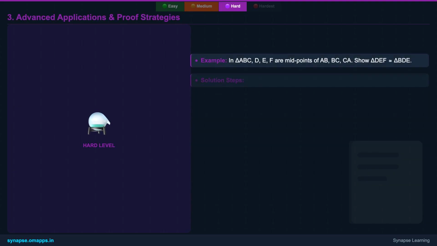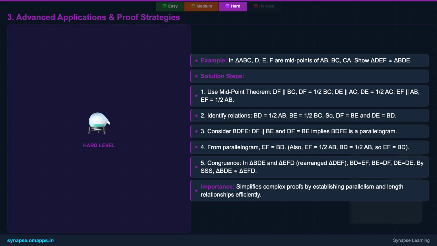Let's tackle a more complex example. In triangle ABC, D, E, F are midpoints of sides AB, BC, CA respectively. Can you show that triangle DEF is congruent to triangle BDE?